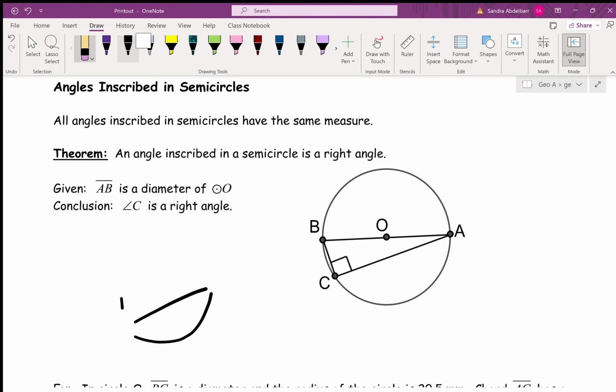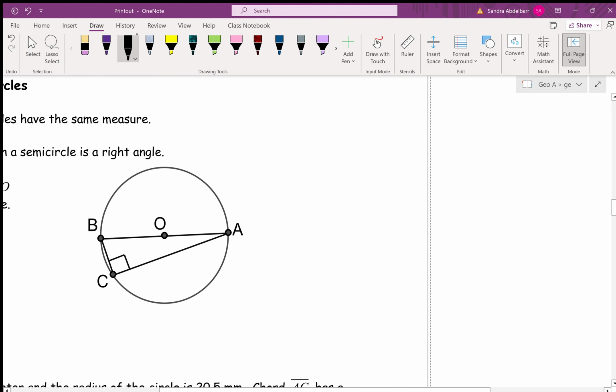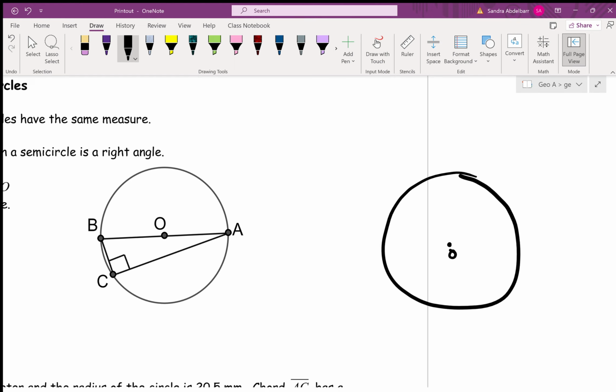Now they're saying this angle is not just any inscribed angle, it's inscribed in a semicircle. What do I mean when it says inscribed in a semicircle? It means I have an inscribed angle, but it's eating the whole diameter, something like that. Do you see what I just drew? So an angle inscribed in a semicircle, an on angle that's eating the full diameter, that angle must be a right angle.